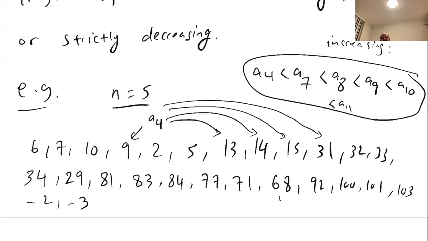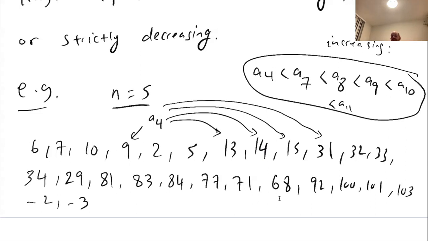Because remember, for a subsequence, you need to have a n1, a n2, a n3, and so on. And the only restriction is that n1 must be less than n2, n2 less than n3, and so on. So the indices must be increasing. So the first index is 4, then the next index is 7, next index is 8, next is index 9, then 10, then 11. And I have a4 less than a7, less than a8, less than a9, less than a10, less than a11. Because 9 is less than 13, less than 14, 14 less than 15, 15 less than 31. So I found 6 elements of the original sequence, which is increasing.